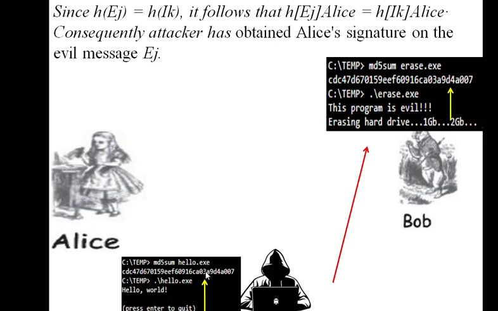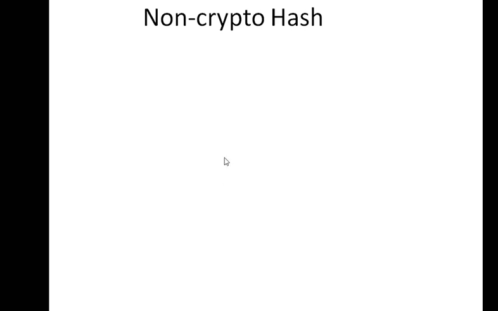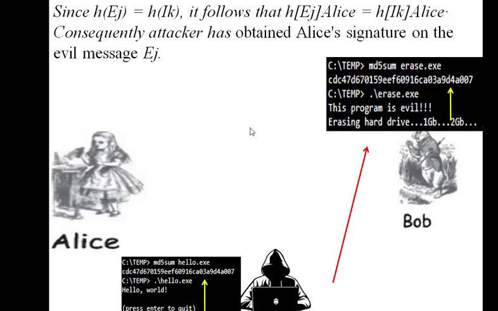Now check the values. Both hash values are the same. Bob will verify the hash values and think the message came from Alice, so Bob directly receives that message. After receiving the message, it displays: this program is evil. But the original message is hello world. So this is what we call the birthday problem attack. I hope you understood this birthday problem. If you have any doubts regarding this, please ask me. Thank you.